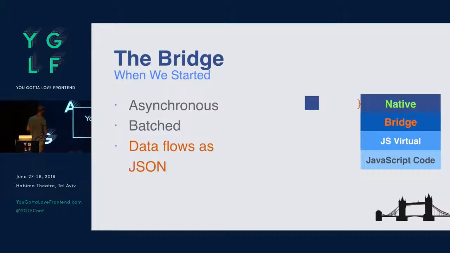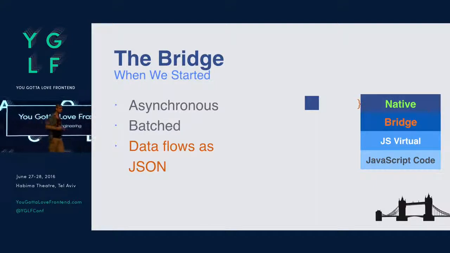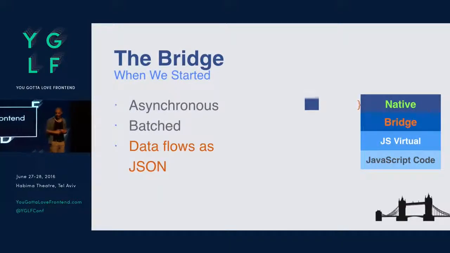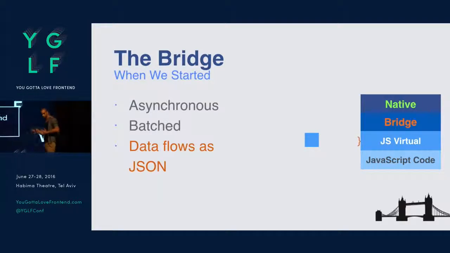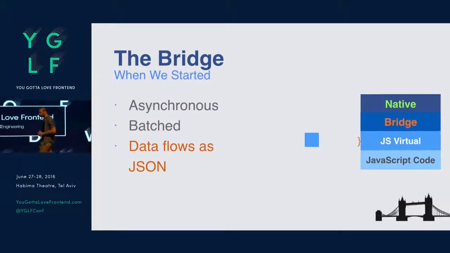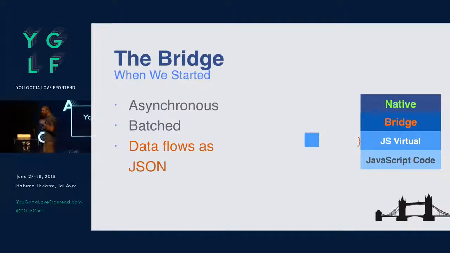Lastly, data flows across the bridge as JSON. So if we have this native object on the native side, and we want to send it to the JavaScript VM, we turn it into JSON, we feed this JSON to the JavaScript virtual machine, and then it turns this JSON into a JavaScript virtual machine object that it knows and understands. Cool, so this is how things were when we started with React Native.